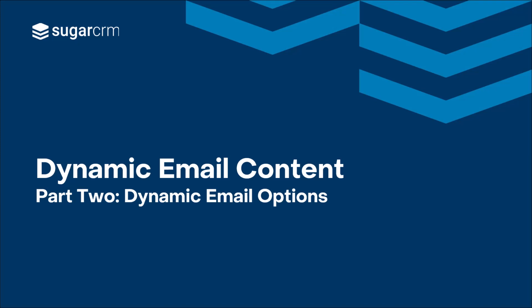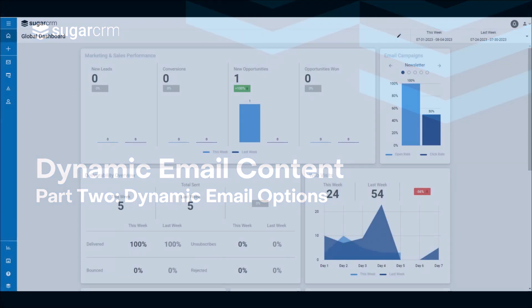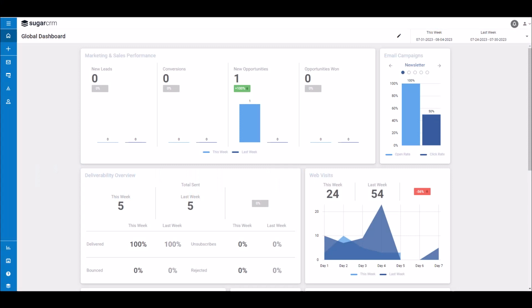In this video, you will learn about the dynamic email content options you can configure during the setup step of the SugarMarket email builder. While dynamic email content is a helpful tool to use in the body of an email, such as customizing images, text box, and more, it can also be used during the setup step in the email builder to customize elements outside of the email body, such as the subject line, the from name, and more.